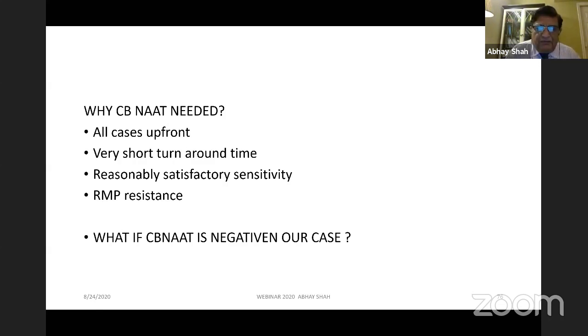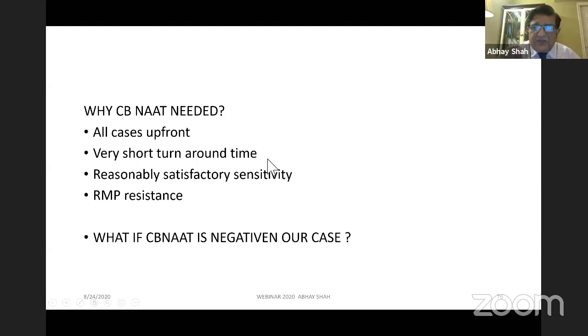But the thing is, in 2014, we were told that it should be provided only for MDR cases and non-responding cases. But after 2014, the message is very, very clear that on TB suspected cases, it should be given upfront. Results are available in just 2 hours, and it gives an idea about the rifampicin.